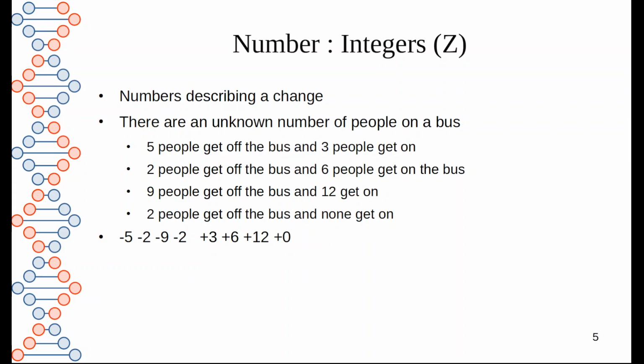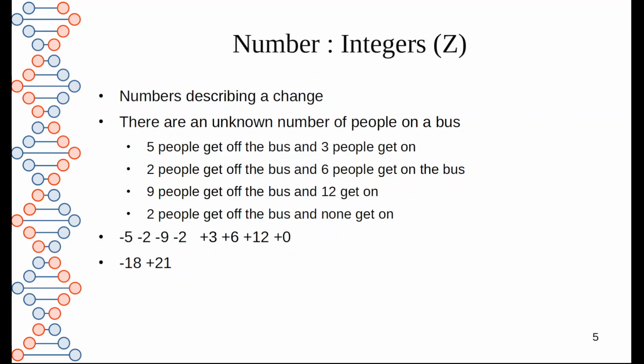And we're going to look at what happens when we combine all these things together. If we combine all those numbers together, the numbers -5, -2, -9, -2, and the numbers +3, +6, +12, +0. Mostly you think about this as how many people got off the bus and how many people got on the bus. So if 5 people get off, another 2 get off, another 9 get off, and another 2 get off the bus, that will be a total of 18 people getting off the bus and 21 people getting on the bus.